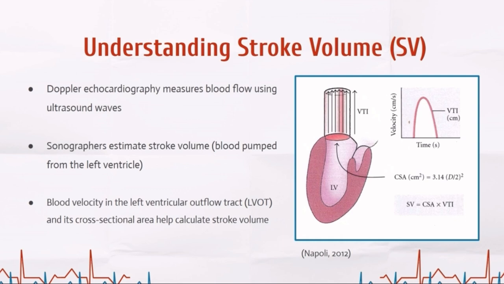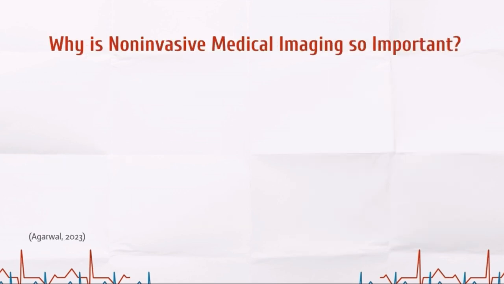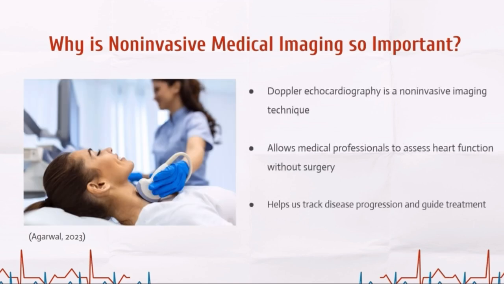This involves measuring the blood's velocity in the left ventricular outflow tract, which is the passage leading from the left ventricle to the aorta. Estimations of stroke volume are made based on patterns in blood flow and the cross-sectional area of the left ventricular outflow tract. Non-invasive medical imaging techniques like Doppler echocardiography are crucial as they help medical professionals identify and track disease without relying on invasive measures like biopsy or surgery.